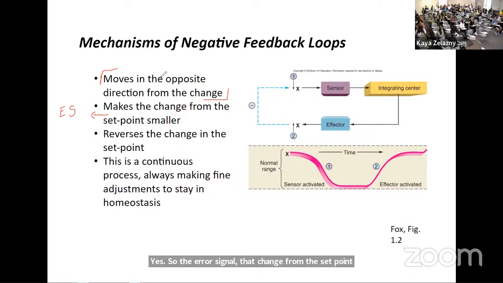This is a continuous process. So we do often see things in this sort of dynamic fluctuation, with little rises and little falls that stay within a relatively normal range. We're always making these fine adjustments because you're always out doing stuff, right? The air around you isn't always the same temperature. Sometimes you're eating, sometimes you're not. We're always doing things that affect what our set point would be if we didn't make changes using our physiological methods.